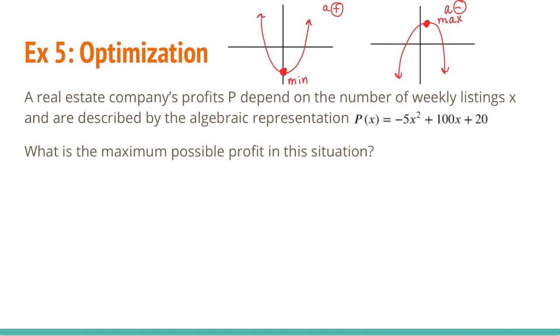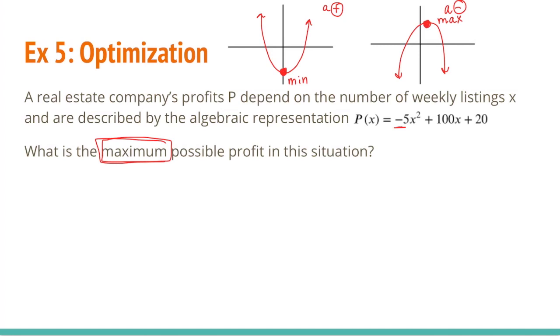So let's read this problem. A real estate company's profits P depend on the number of weekly listings x and are described by the algebraic representation P of x equals -5x squared plus 100x plus 20. What is the maximum possible profit? And we can tell that we're going to have a maximum anyway from this equation because our first term is negative. So our parabola will look something like that.